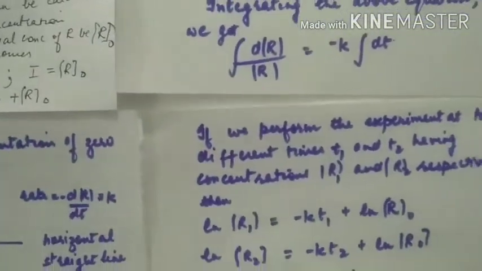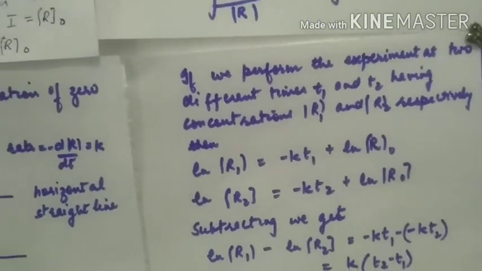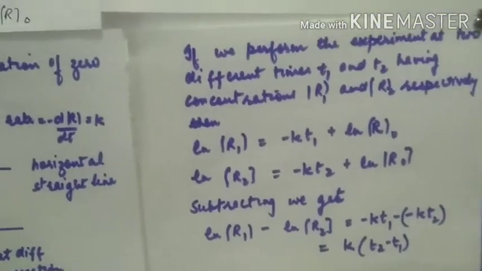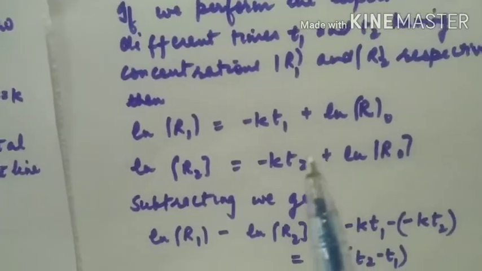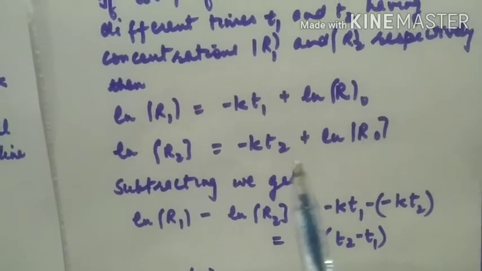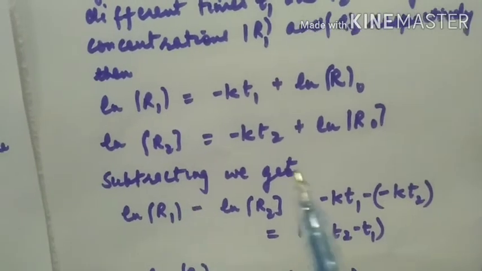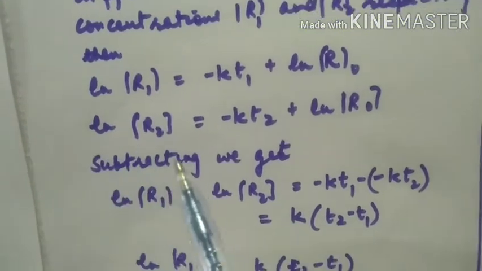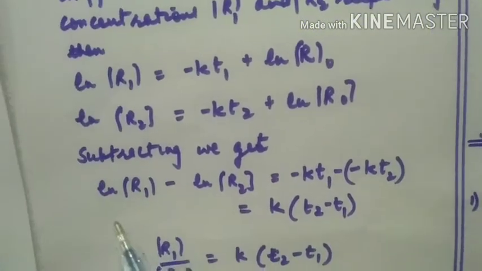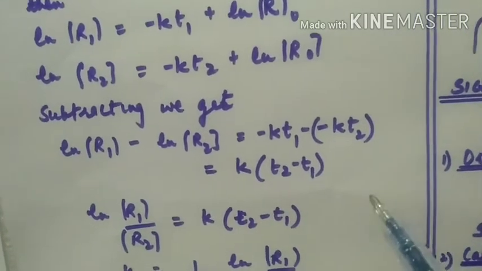And if we perform the experiment at two different times, t1 and t2, having concentrations R1 and R2 respectively, then putting the values in the above equation, we get ln R1 is equal to minus Kt1 plus ln R naught. Similarly, ln R2 is equal to minus Kt2 plus ln R naught. When we subtract the two equations, ln R naught cancels out, and we get ln R1 minus ln R2 is equal to K into t2 minus t1.